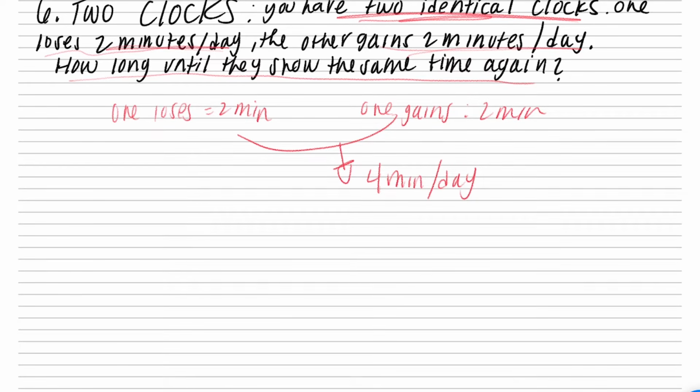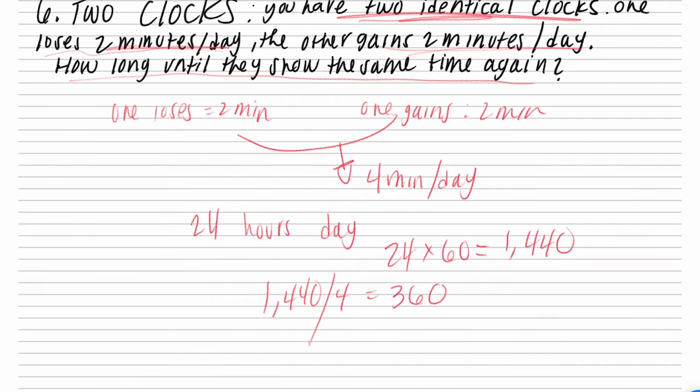And since there'll be 24 hours in a day, I'm just putting in my calculator, how many minutes in 24 hours? 24 times 60. Put in my calculator. 1,440. And since it's 4 minutes apart, 1,440 divided by 4 equals 360. So it will take 360 days for it to show the same time. Or it'll show the same time every 360 days. Alrighty.